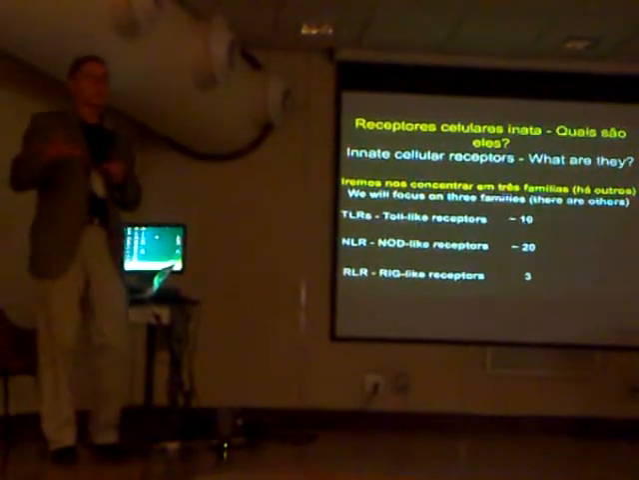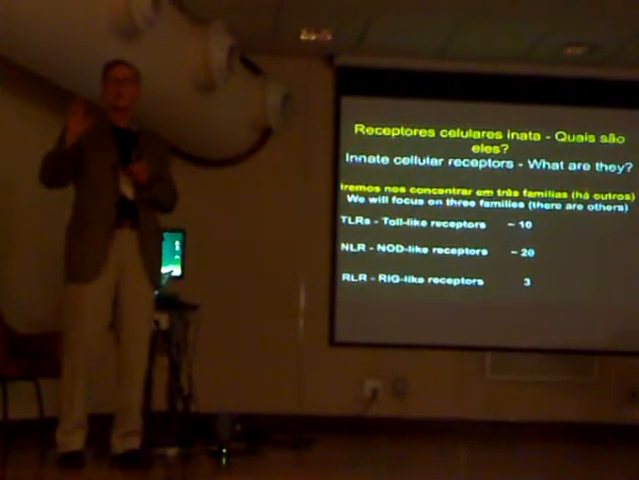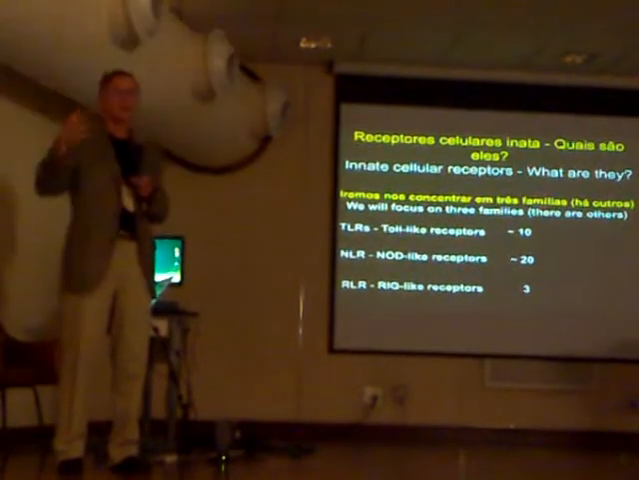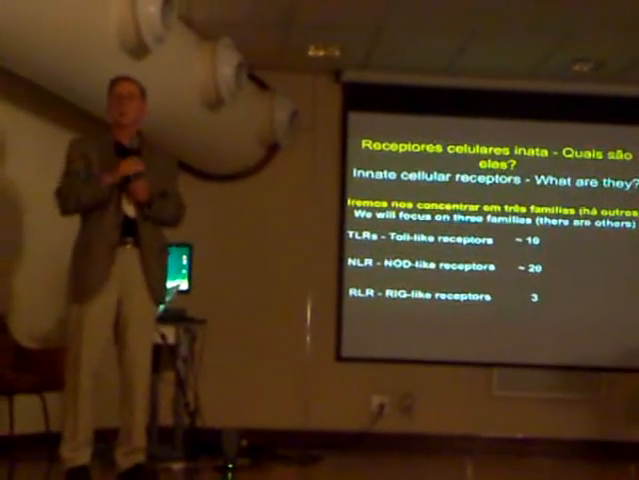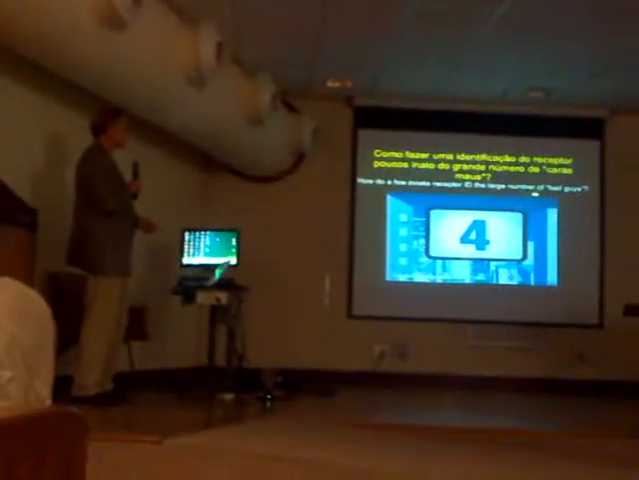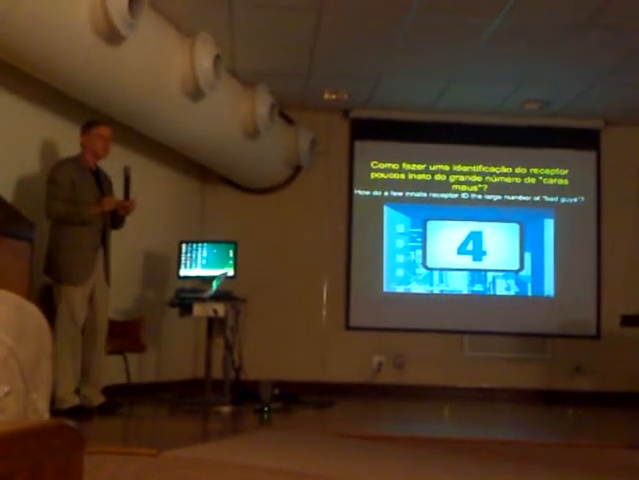But if you think about it, the number of microbes that are potentially pathogenic to you or out there in the environment is enormous. Just think of the various numbers of bacteria or fungi, etc. The body only has 30 receptors to recognize this huge universe of microbes. So how does this actually work? And so how do a few innate receptors identify the large number of bad guys? So I have a little video here that will tell you the principle.